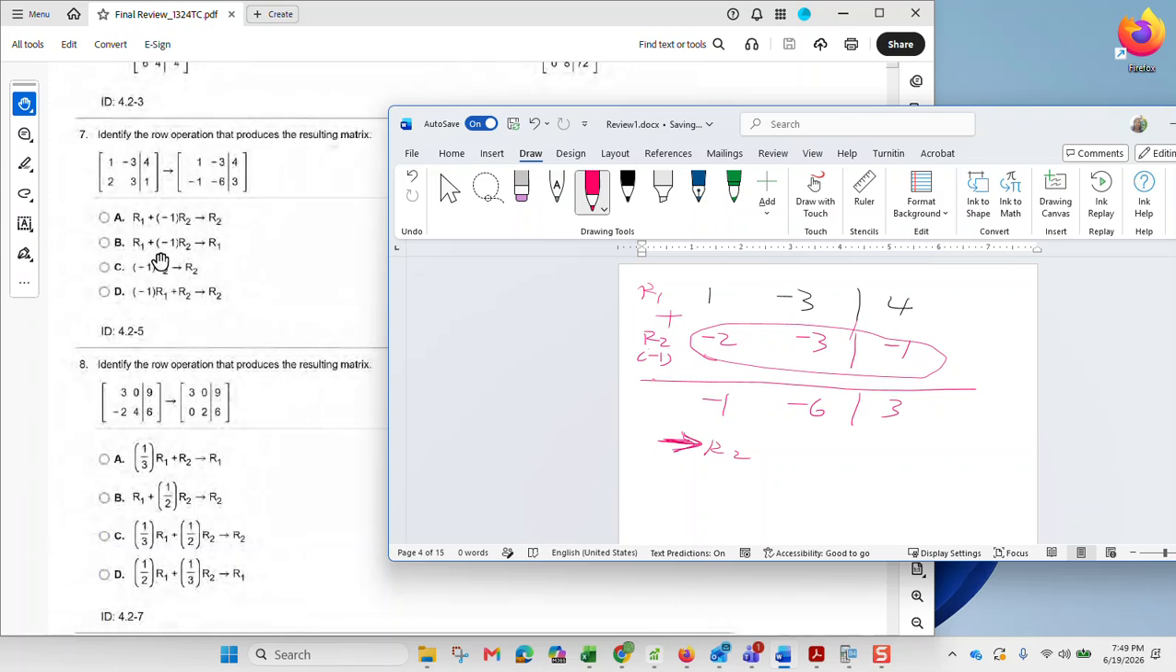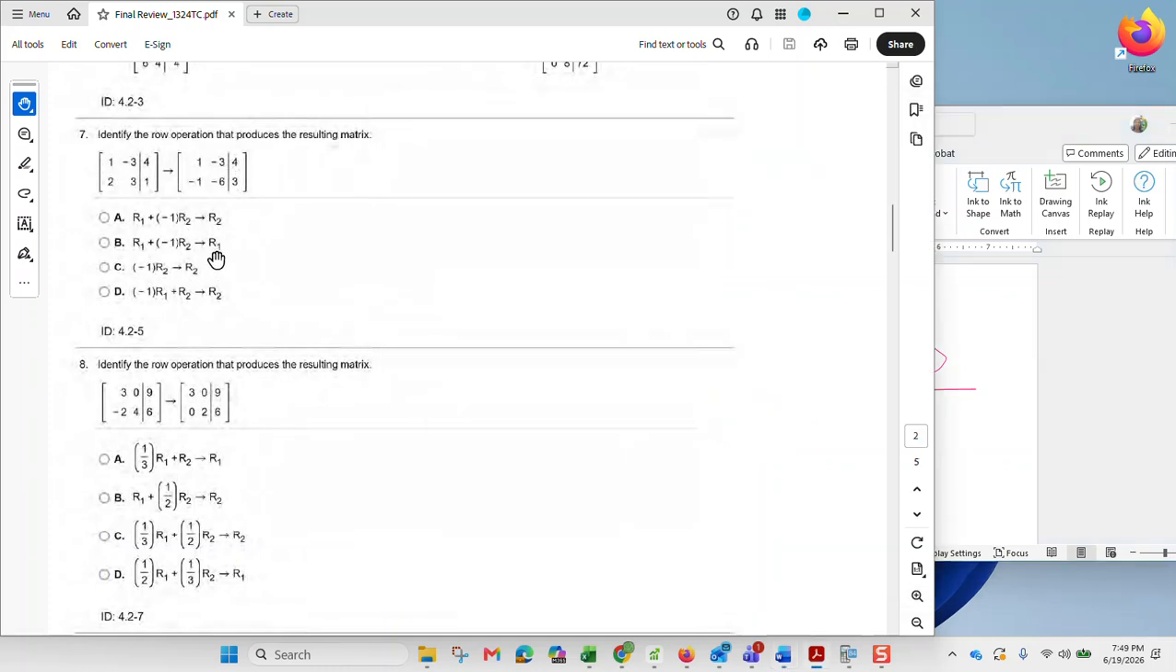And you can see why B is incorrect. B said replace row 1, right? Row 1 did not get replaced. Look at it. Row 1 is still 1, -3, 4. So it didn't replace anything for row 1. So B apparently is incorrect.